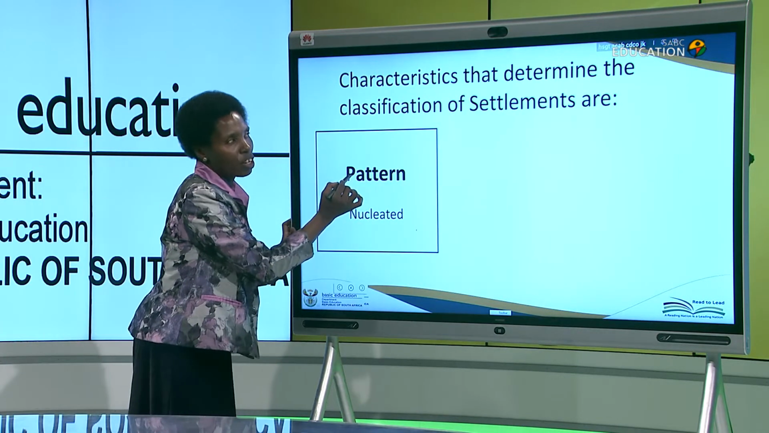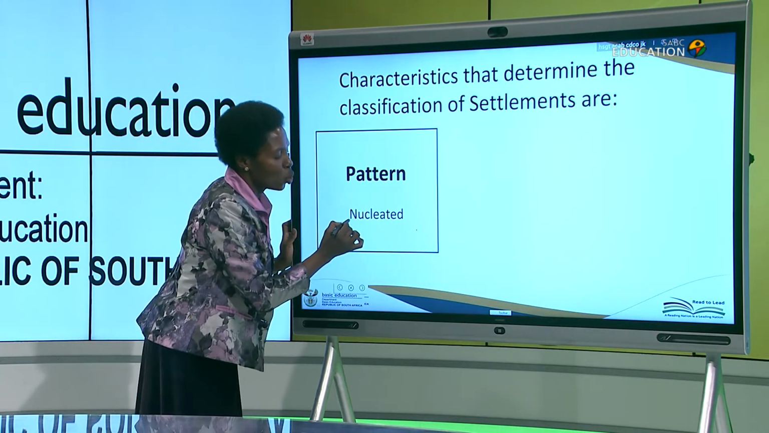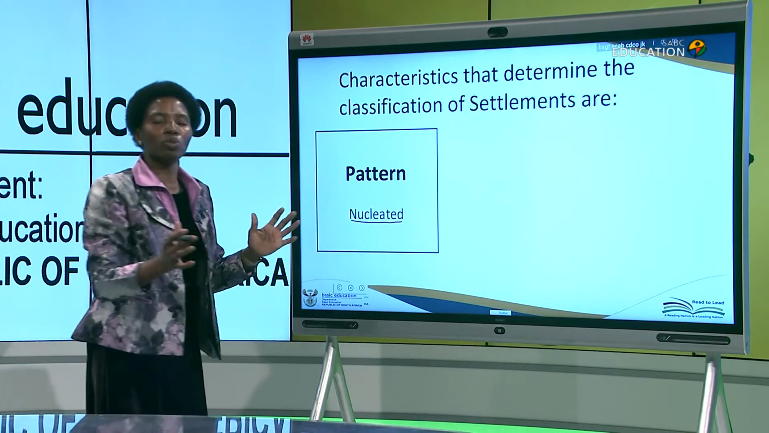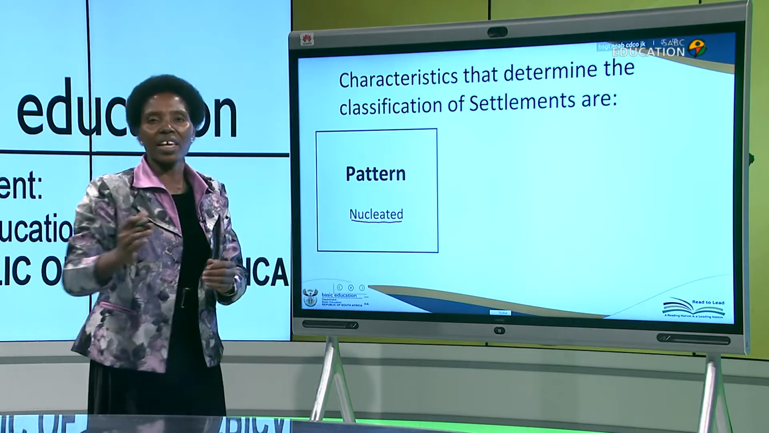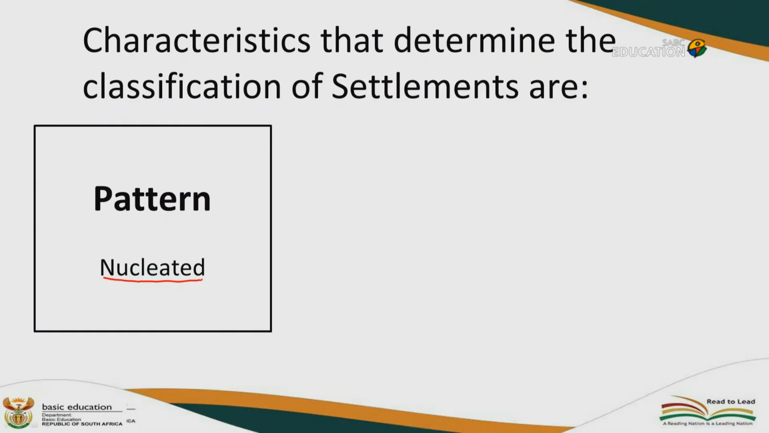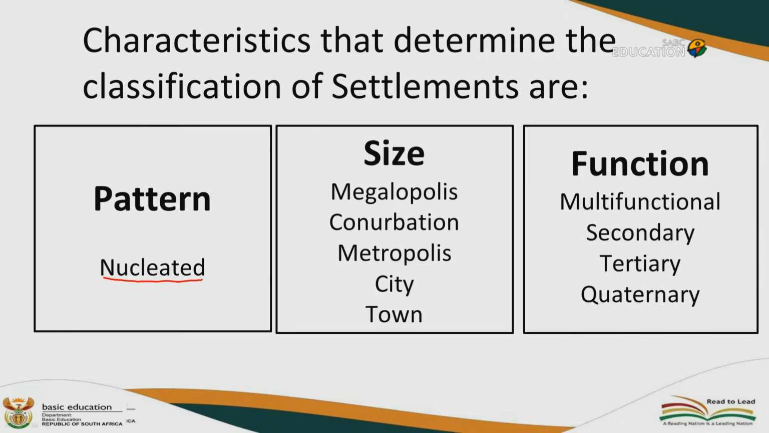So the pattern of urban settlement is nucleated. What do we mean by that? Which means buildings are close together, they are clustered together, unlike in rural areas, where you find that one is here, one is there. Okay, and the second thing that we look at is the size of settlement.